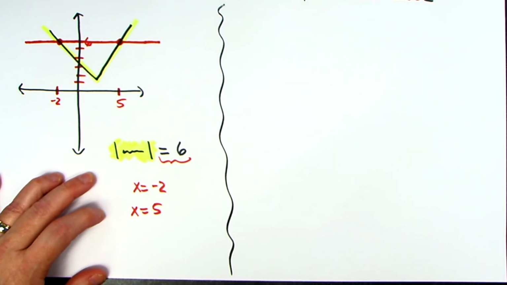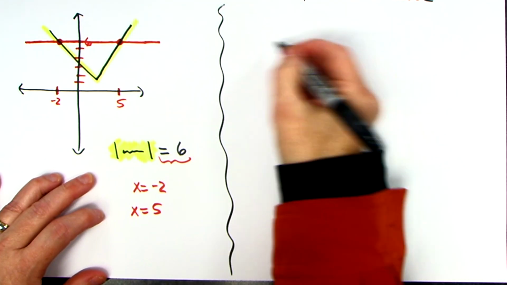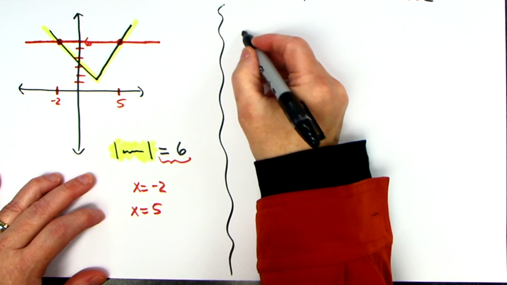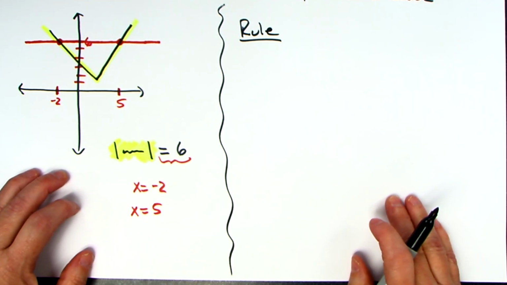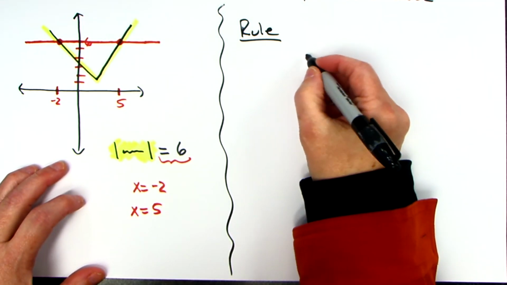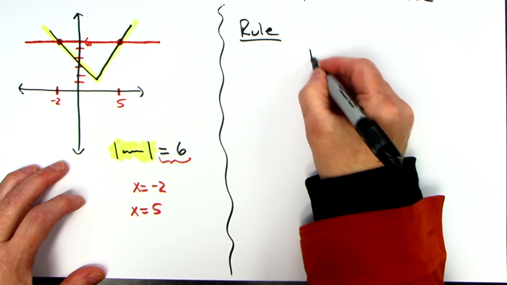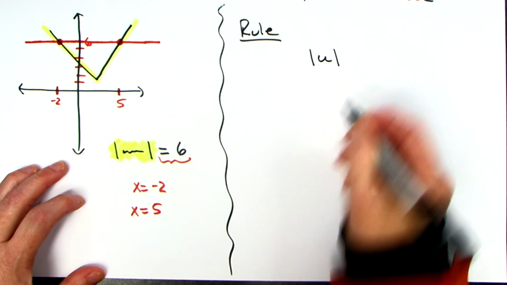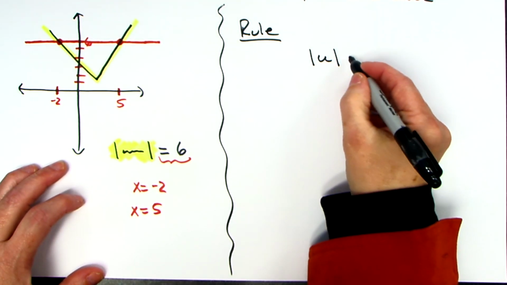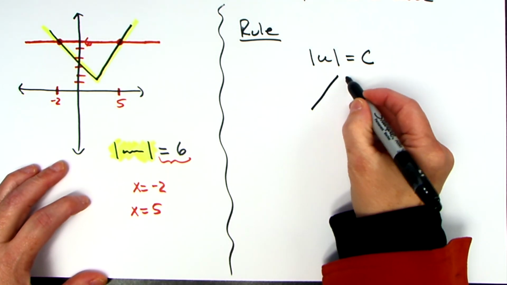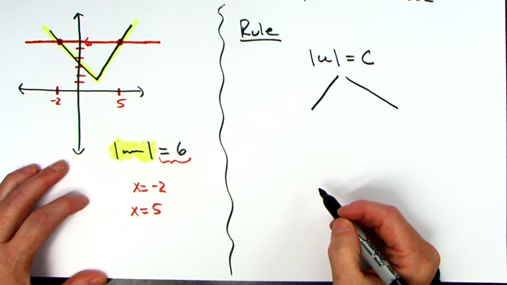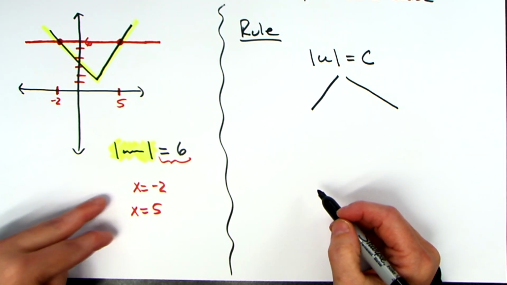Now, the way we're going to solve these, our method or rule, is this: if we have the absolute value of u set equal to c, then from an algebraic standpoint, we're going to break this into two separate equations so that we get both of these answers.